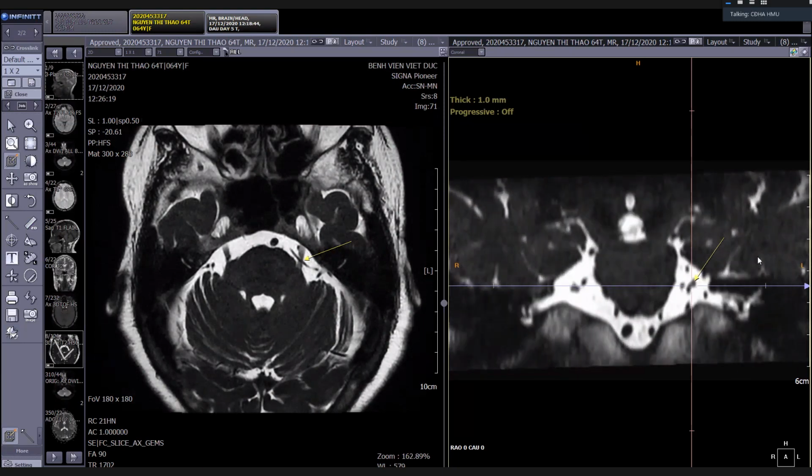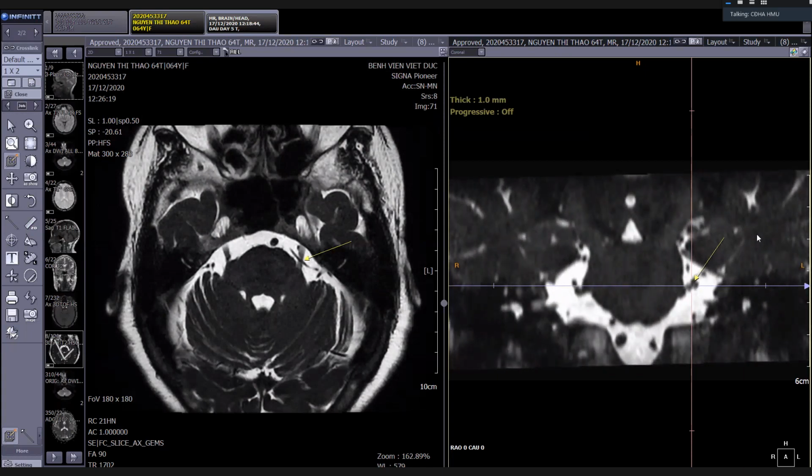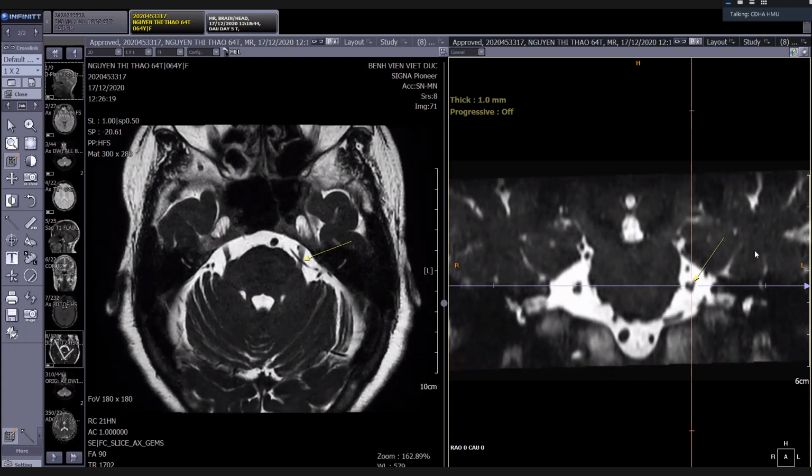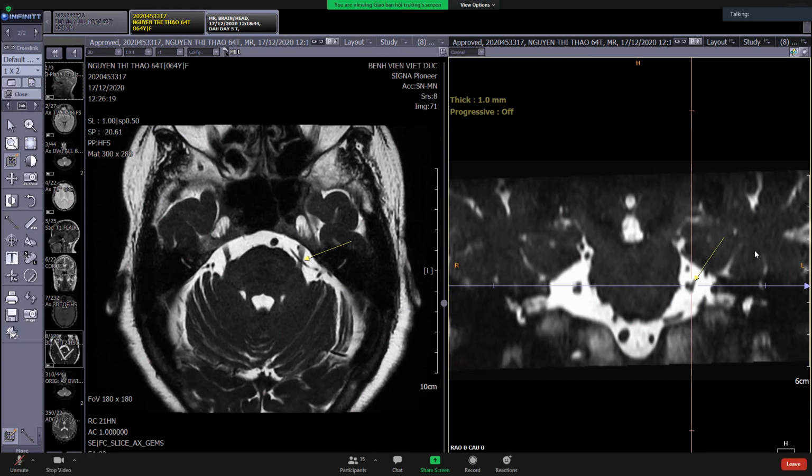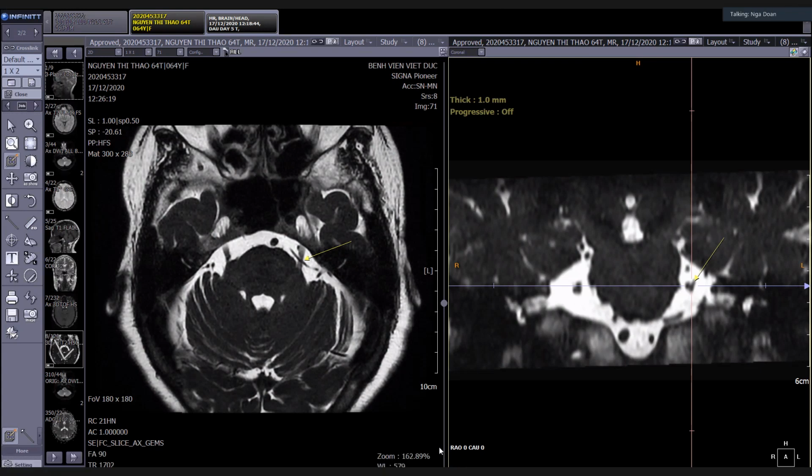Okay, can you tell me the cutoff value for the root entry of the trigeminal nerve and facial nerve? What is the normal? Around 4 millimeter. Around 4 millimeter for which nerve? 4 plus or minus 0.81. Yeah.